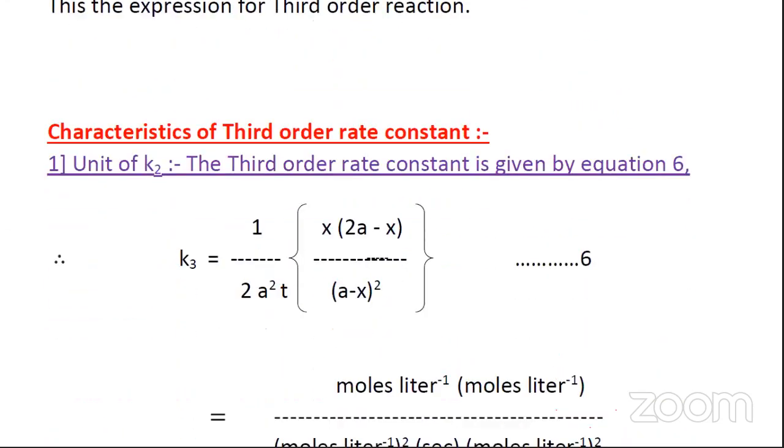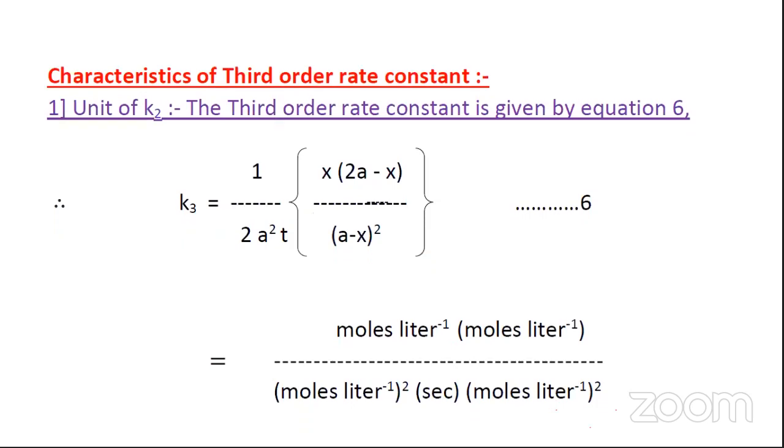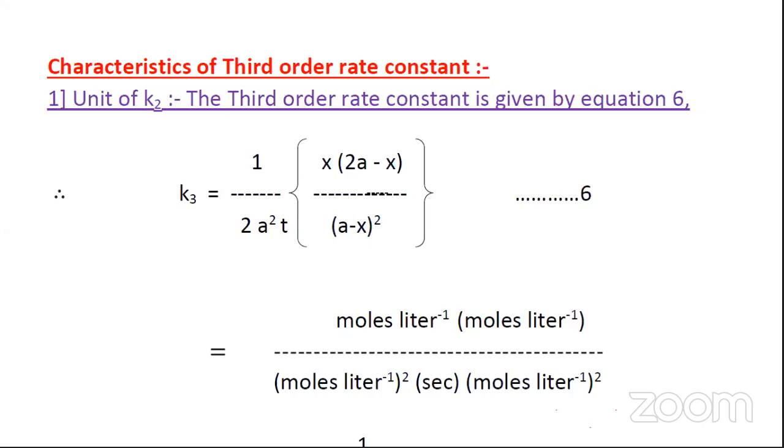Now let us see the characteristics. First characteristic, unit. From equation 6, K3 is equal to 1 upon twice a square t into x (twice a minus x) upon (a minus x) square. Now what is the unit of this? x is a concentration, moles per liter; twice a minus x, moles per liter; a square, moles per liter square; time unit, second; (a minus x) square is the concentration square, moles per liter square.